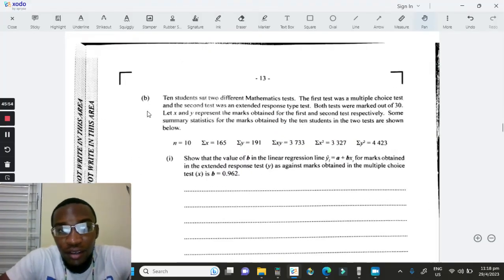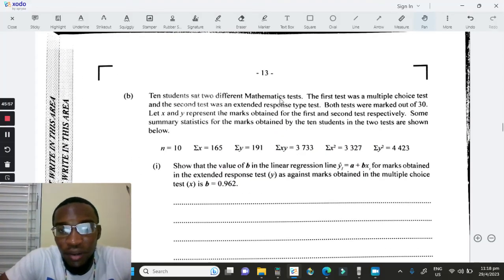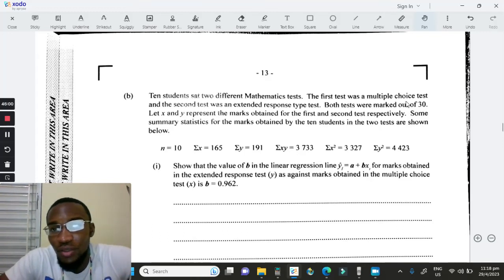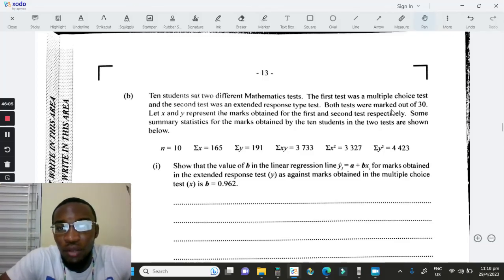Now part B. Part B says 10 students sat two different math tests. The first test was multiple choice and the second test was an extended response type. Both tests were marked out of 30. Let X and Y represent the marks obtained for the first and the second test. Shown are some summary statistics of the marks obtained by the 10 students. Show that the b in the linear equation y hat equals a plus bx for the marks obtained in the extended response against the marks obtained in the multiple choice is 0.96.